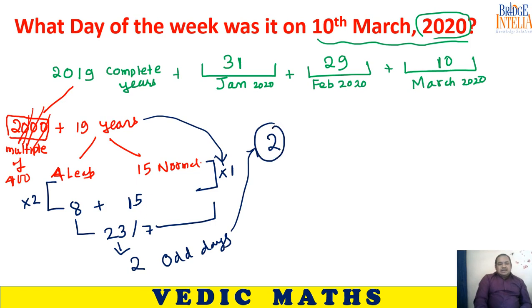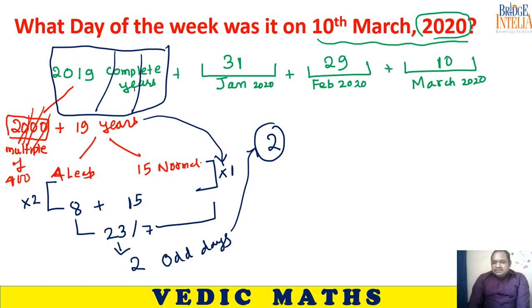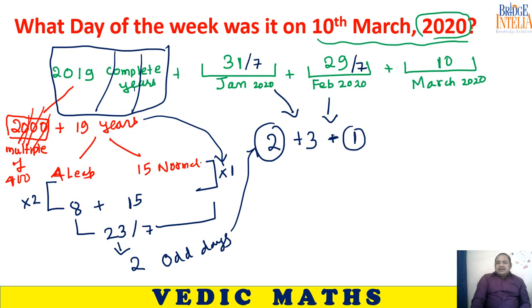Now we have already calculated this portion. Now let's concentrate on the remaining part. So 31 divided by 7. The remainder is 3. So 3 odd days from January. 29 divided by 7. The remainder is 1. So 1 odd day from February. You have taken 10 days from March. So 10 divided by 7 gives 3. So 3 odd days from March.